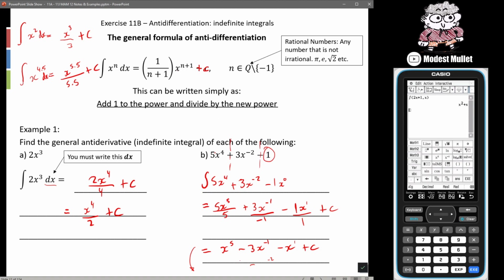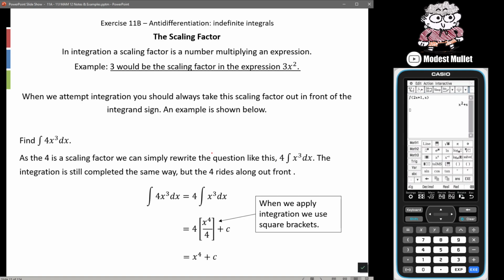Rightio. The other thing, which I've just taken as assumed in this, is when we have coefficients out the front, they can also be called the scaling factor. Technically we can separate that out of the integral sign. So when we integrate 4x cubed, and it's all actually written here, we can technically take that 4 out the front because it's just a scaling factor. It's just multiplying x cubed by 4.